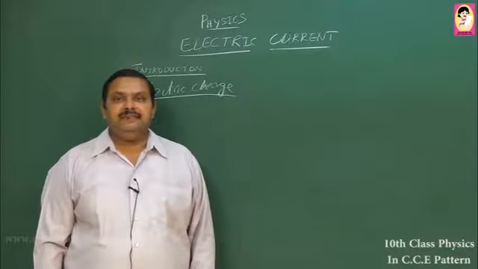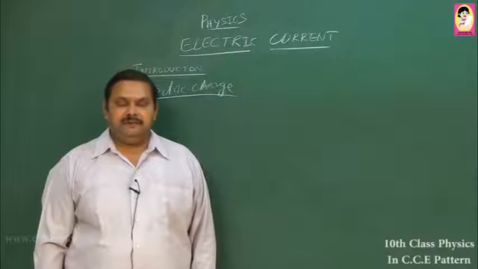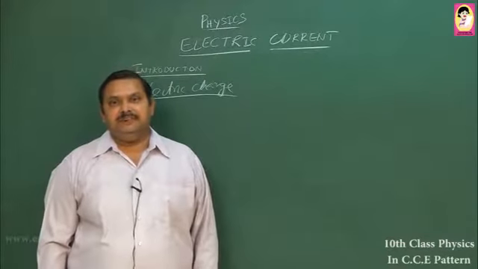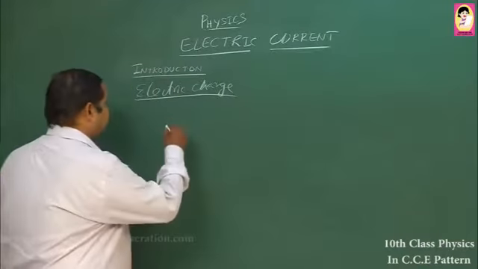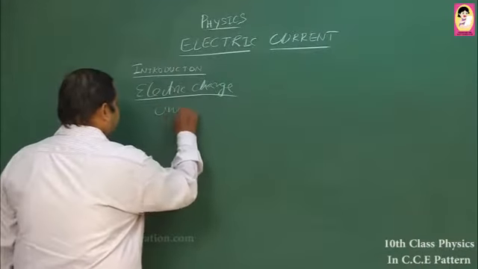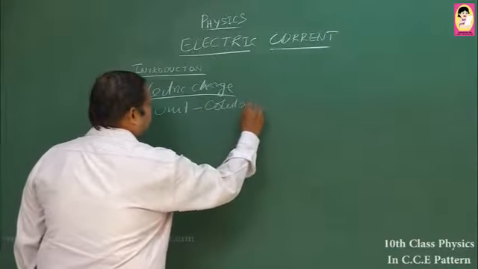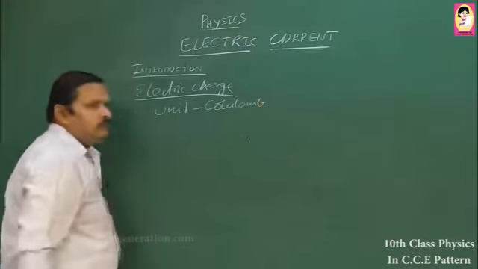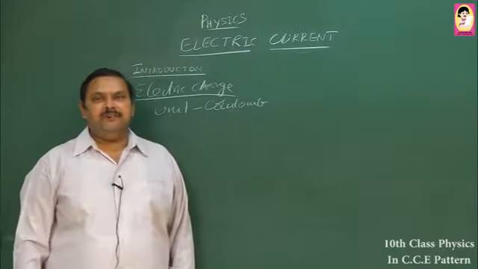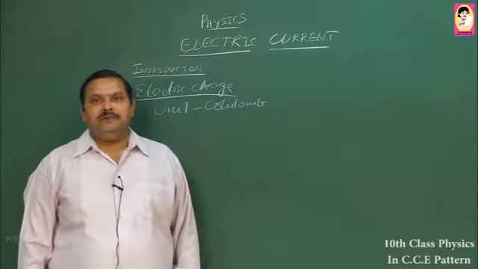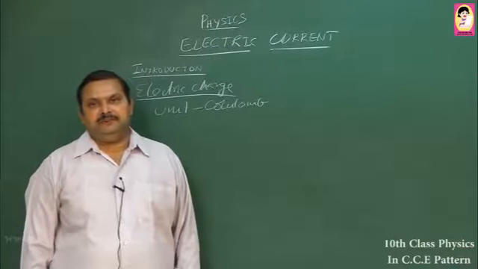Now, let us see the definition of the unit of electric charge. The unit of electric charge is coulomb. Coulomb is the unit of electric charge. And we need to know what we mean by 1 coulomb of electric charge.